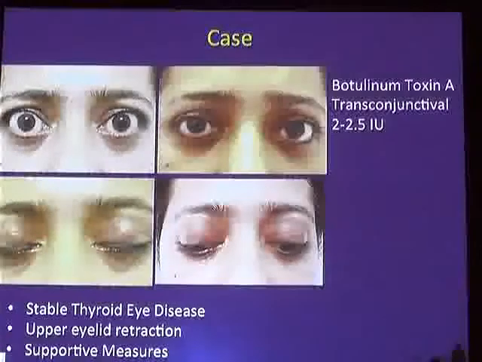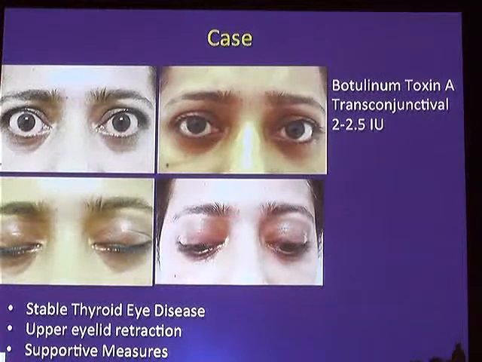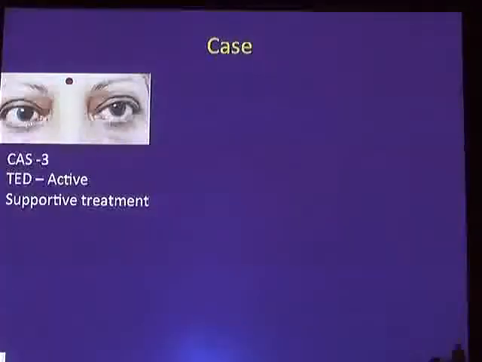So we decided, along with the supportive measures that we were giving her, to do a botulinum toxin injection for the lid retraction. I usually give about 2 to 2.5 units transconjunctivally, either in the paracentral mid area or laterally. In this case, we repeated it, and I don't have photographs for that. The first injection took care of the central lid retraction, but I repeated about 2 units laterally to bring down the lateral flare, because she is now feeling much more comfortable with the lid retraction having come down.